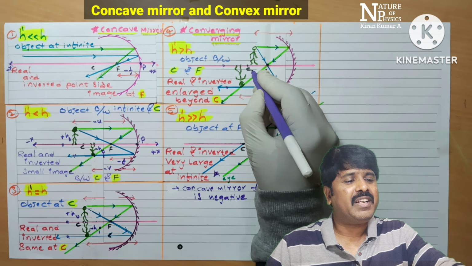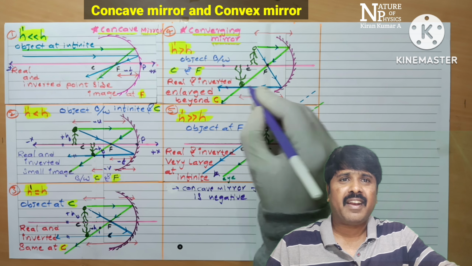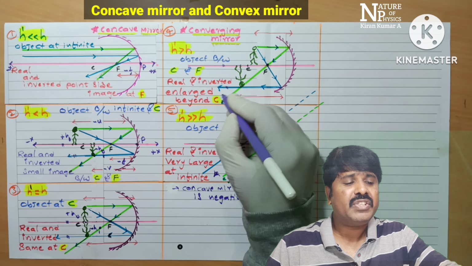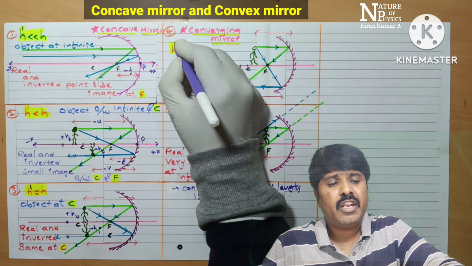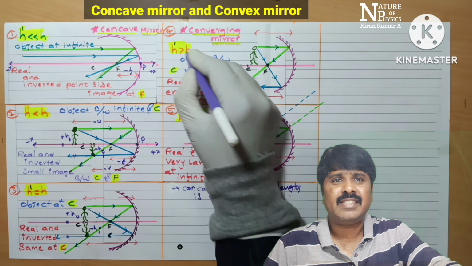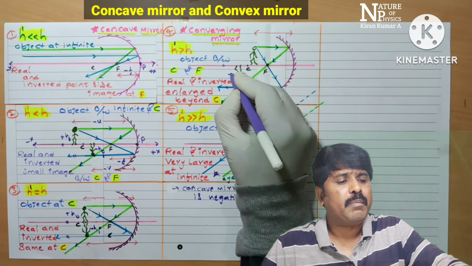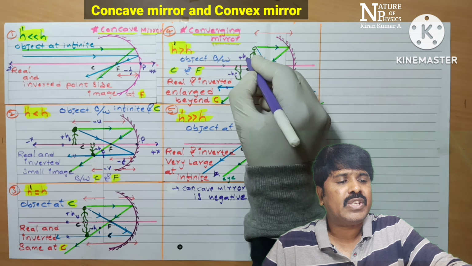So whenever the object is between the center of curvature and principal focus, we are getting a real and inverted enlarged, magnified image at a point beyond C, student. In this condition, the image height h dash is greater than h, so the image height is taken as minus hi, and the object height is taken as plus h naught.